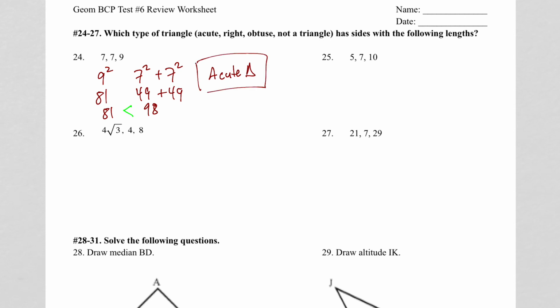First of all, this is a possible triangle because 5 plus 7 is greater than 10. So now this is the longer side, so I'm going to compare that 10 squared with 5 squared plus 7 squared. 10 squared is 100, 5 squared is 25, 7 squared is 49, 25 plus 49 adds up to 74. Because 100 is greater than 74, this is an obtuse triangle.